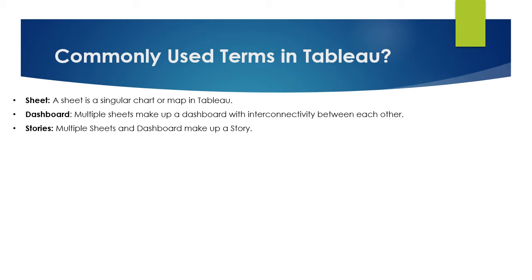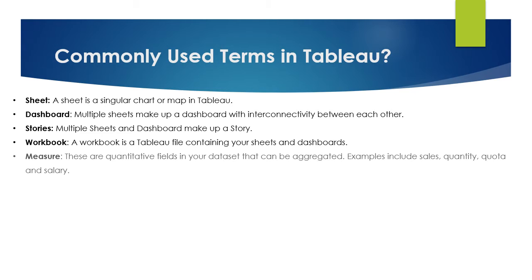Stories, on the other hand, are multiple sheets and dashboards that make up a story. Workbook. A workbook is a Tableau file containing your sheets and dashboards. Measure. These are quantitative fields in your data set that can be aggregated. Examples include sales, quantity, quota, and salary. So anything that can be quantified, added up, subtracted is a measure.